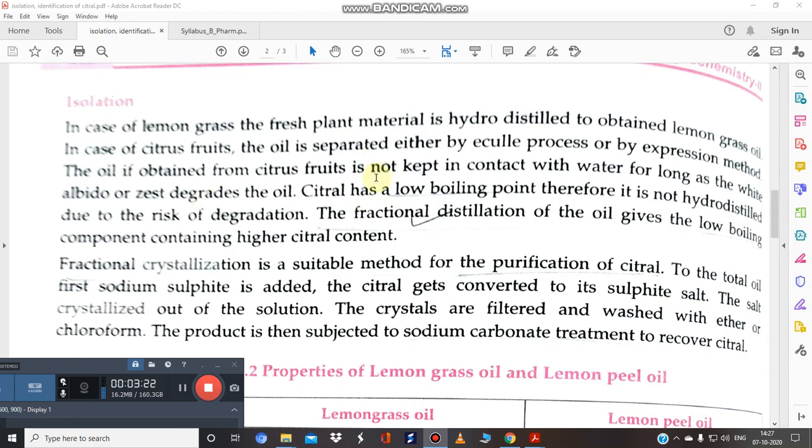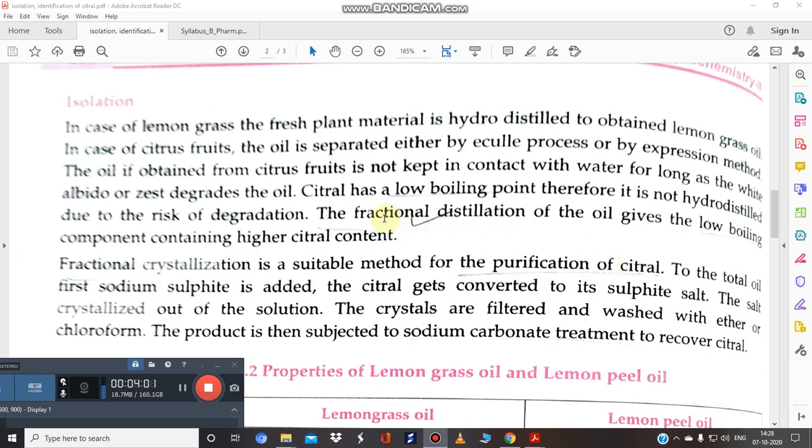After the extraction of oil, the second step is to go for fractional distillation. The fractional distillation of the oil gives the low boiling component containing the higher citral content, and this is the reason explained here. Citral has a low boiling point, therefore it is not hydrodistilled, due to the risk of degradation. That's why the fractional distillation of the oil gives the low boiling component, citral. So we can say that fractional crystallization is a suitable method for the purification of citral.